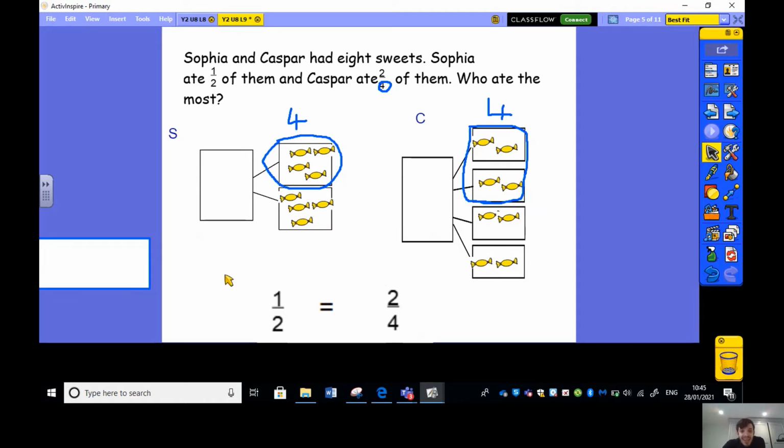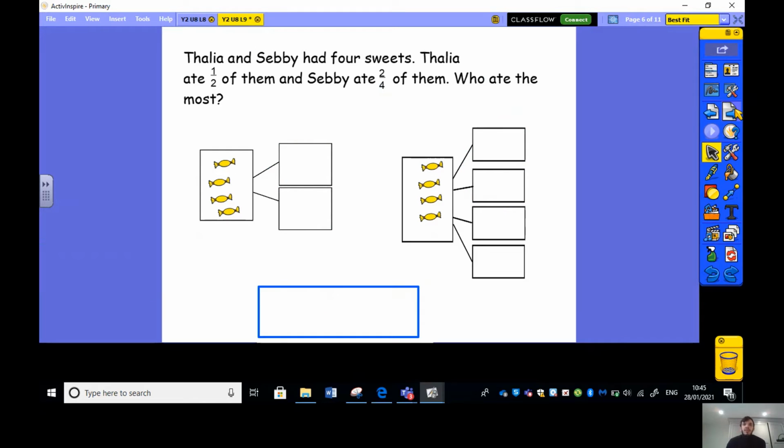And we showed that here. We proved 1/2 is equal to 2 quarters because Sophia ate 1/2 of 8 and ate 4. Casper ate 2 quarters of 8 and ate 4. Let's prove it one more time.